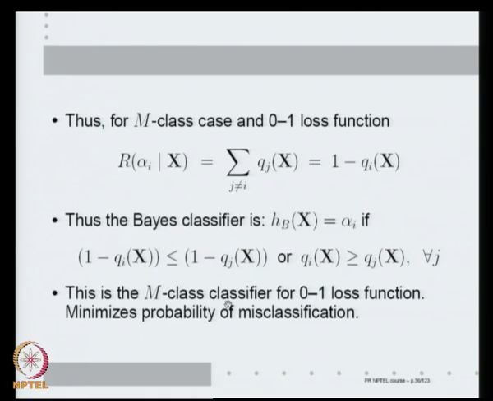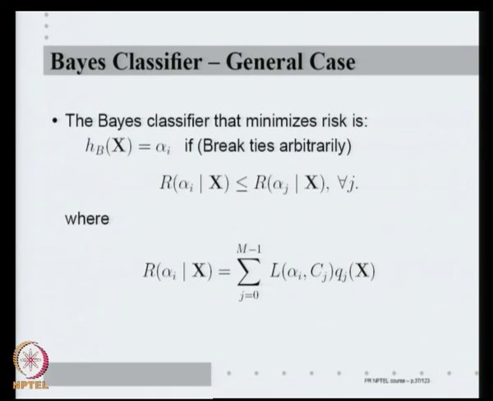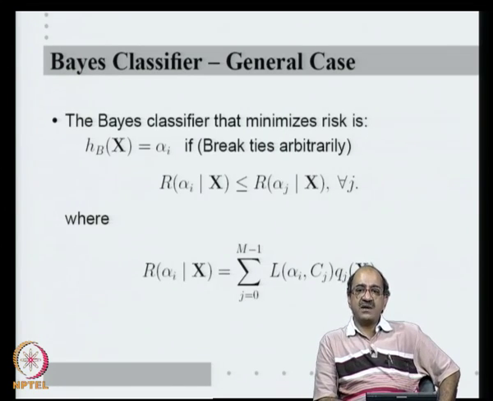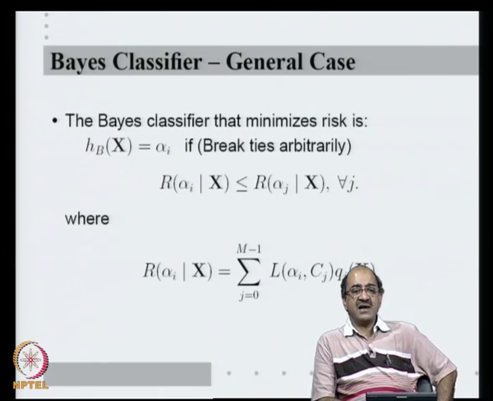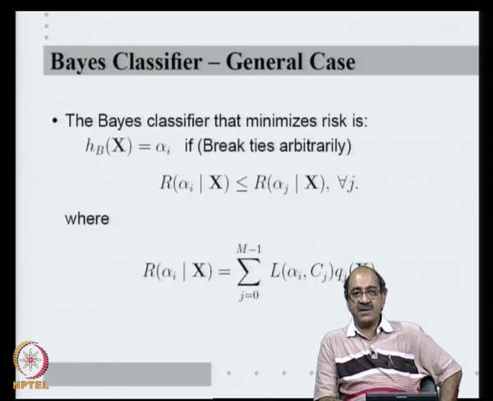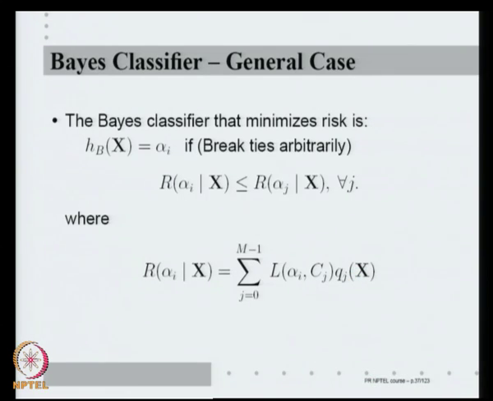These 2 special cases notwithstanding, this is the general result we have already derived. The Bayes classifier that minimizes risk under any general loss function is that, given an x, the Bayes classifier assigns alpha_i to x, that is h_B of x is alpha_i, if R of alpha_i given x is less than or equal to R of alpha_j given x for all j, where R of alpha_i given x is given by the sum over j equal to 0 to m minus 1 of L(alpha_i, C_j) q_j(x).